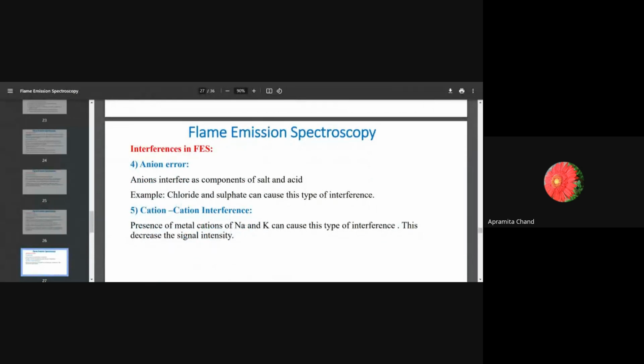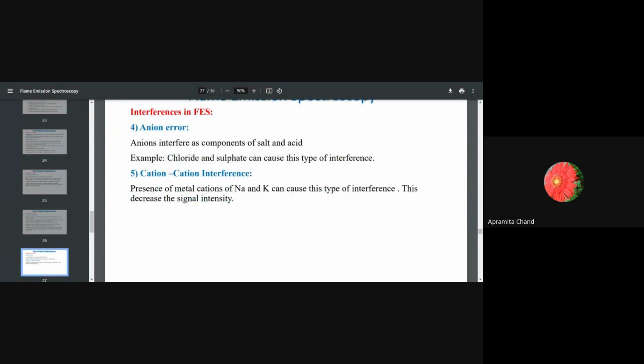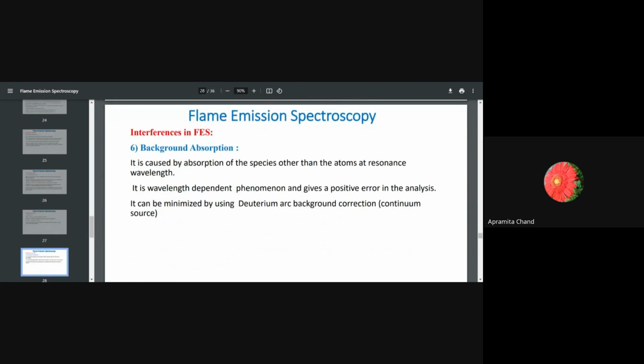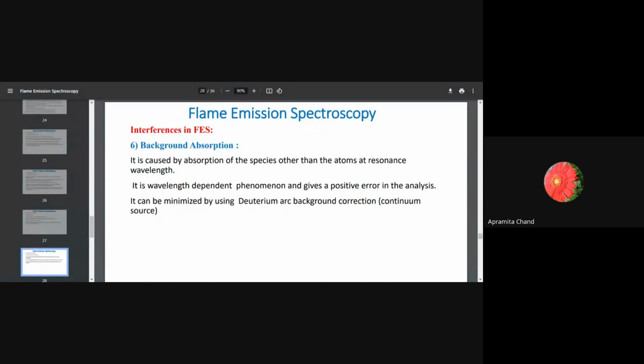There are another two kinds of errors which are not there in AAS but are there in FES, that is the anion error and the cation interference. The anions interfere as components of salt and acid, and chloride and sulfate can cause this kind of interference. And we also have some cation interferences like from sodium and potassium, and they might decrease the signal intensity. The background absorption interference is the same as AAS, so I'm not repeating this one.